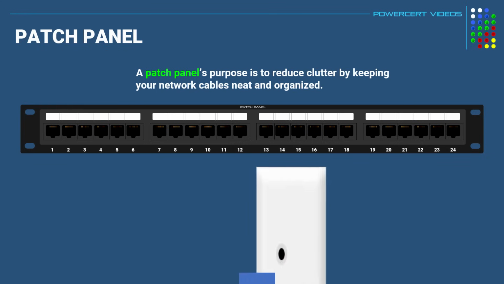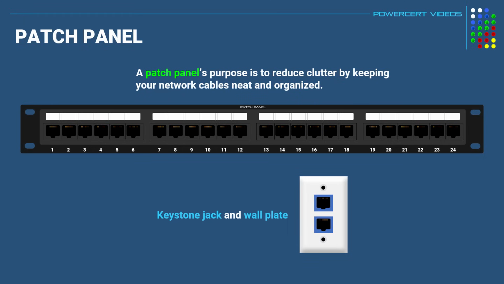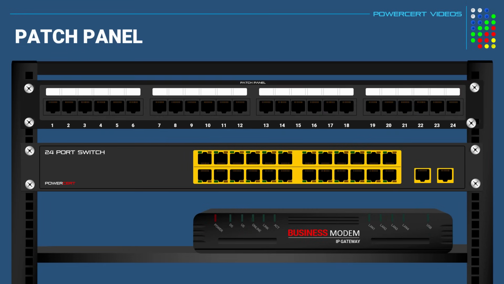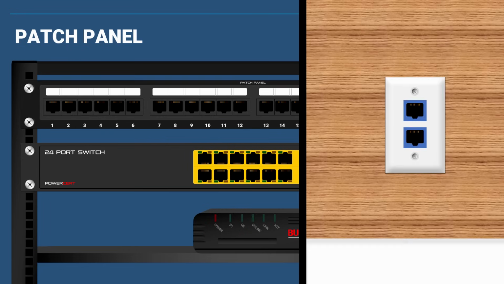A patch panel is similar to a keystone jack and wall plate. The difference is that a patch panel has a large number of ports and is installed on a server rack near a switch. And a wall plate has a small number of ports and is installed in a wall near a networking device, such as a computer.